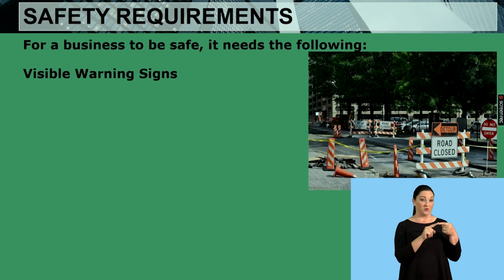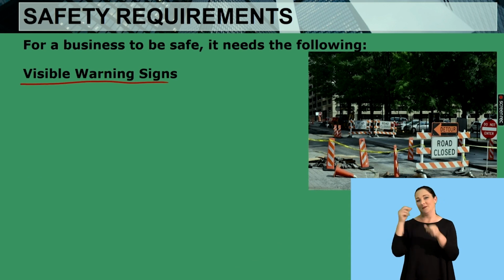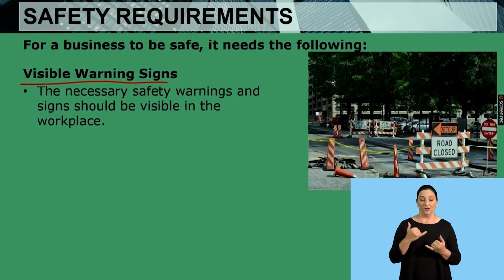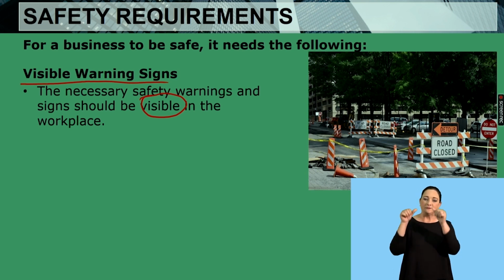The first requirement is called a visible warning sign. If we look at the picture here, we can see signs telling us that a road is closed. So as a person passing that area, you are able to know that this is a no-go area because there's either harm or a hazard that is going to take place. The necessary safety warnings and signs should be visible in the workplace. If there is a hazard or a harm in the workplace, it is important for a business to put up warning signs so that employees can see them from a distance and avoid them at all costs.